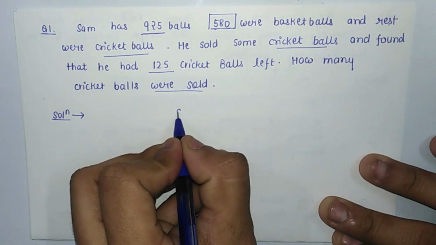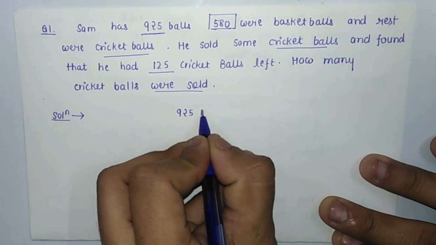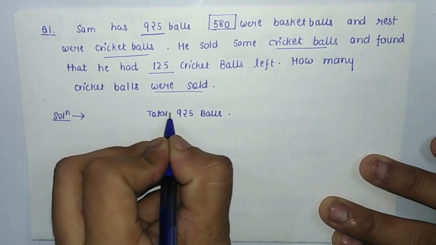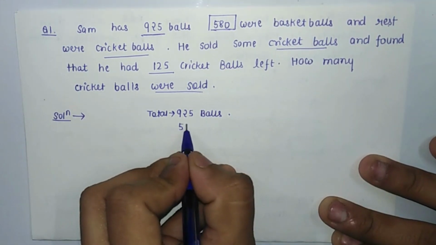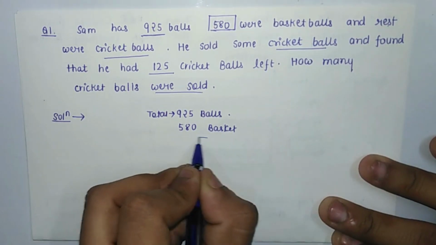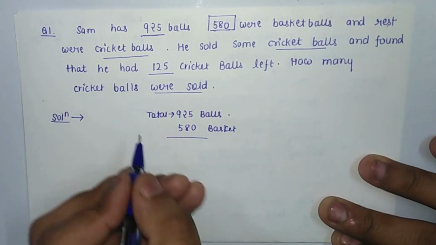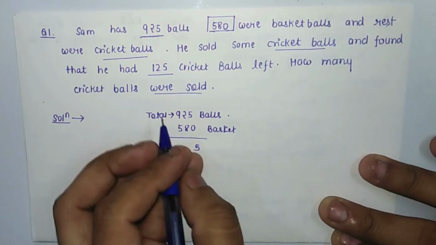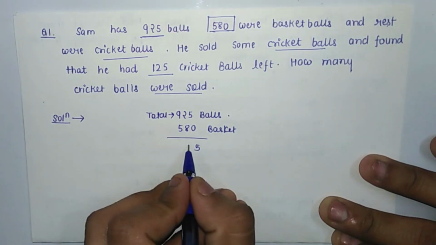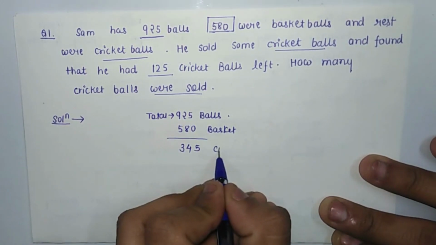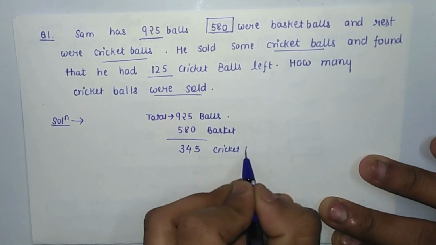Total number of balls he has is 925, and out of these 925 balls, 580 were basketballs. So if we subtract the basketballs from the total number of balls, we will have the number of cricket balls. So what we will have is 345 cricket balls.